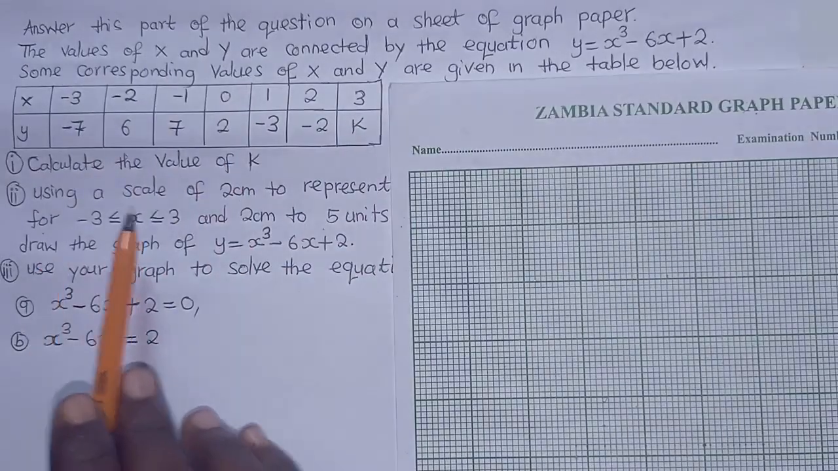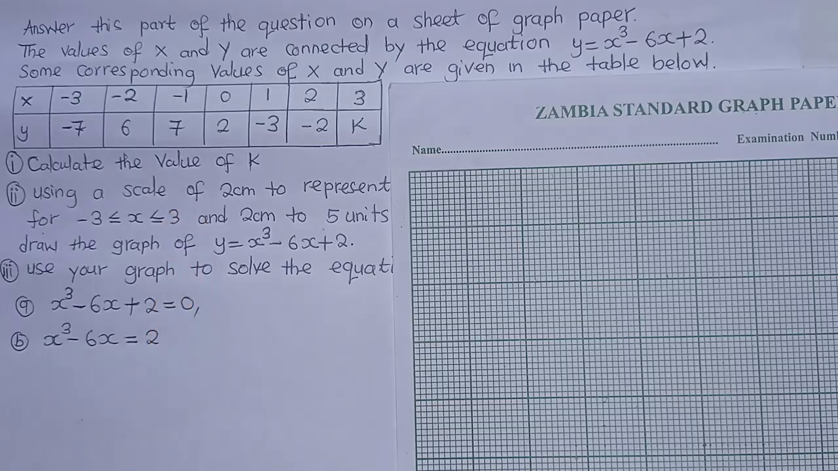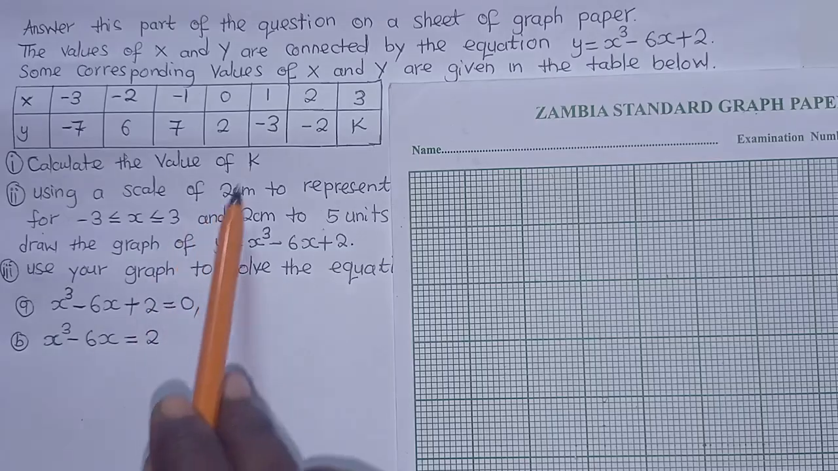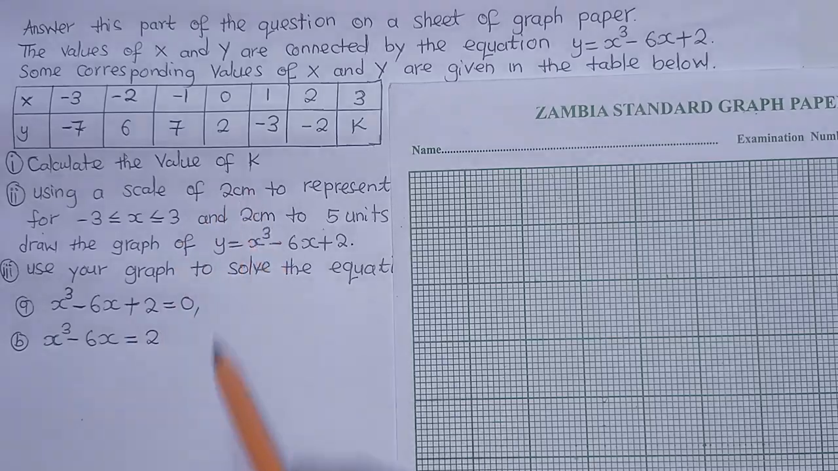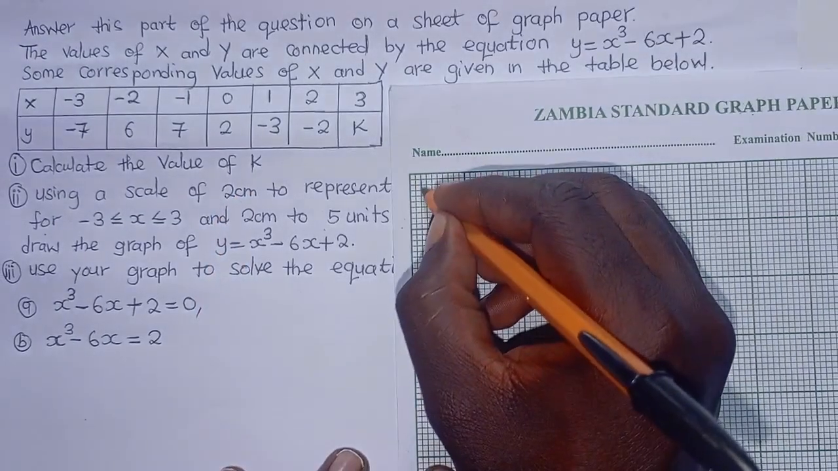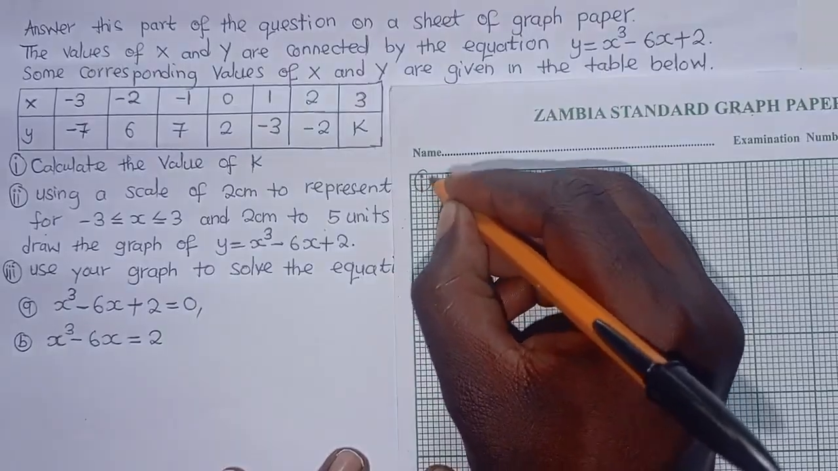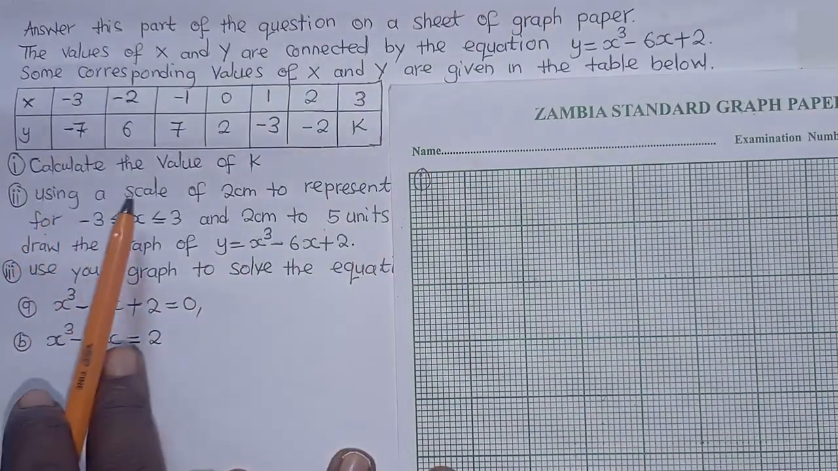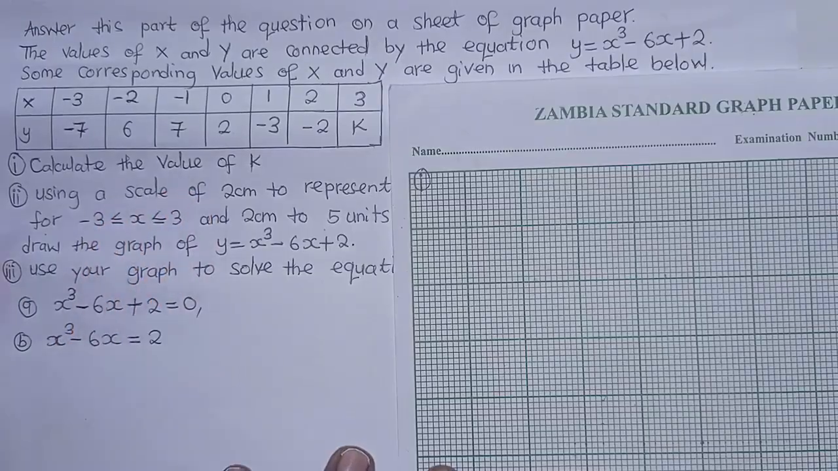Always, the first question will be to calculate the value of a certain letter. So in this case, we are told to calculate the value of k. This question carries 1 mark. But guess what? When you fail this question, it means that you failed everything. So you need to treasure this mark. So I indicate there 1. I put 1 there. So how can I calculate the value of k?